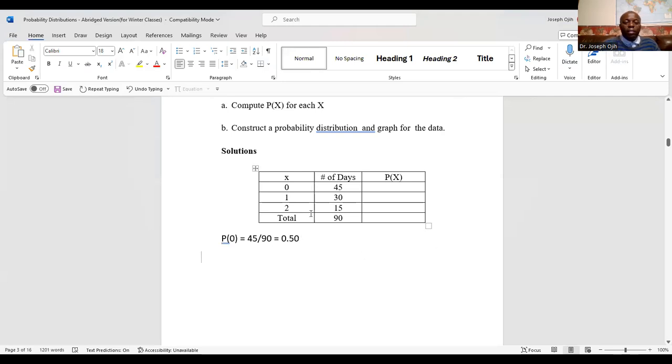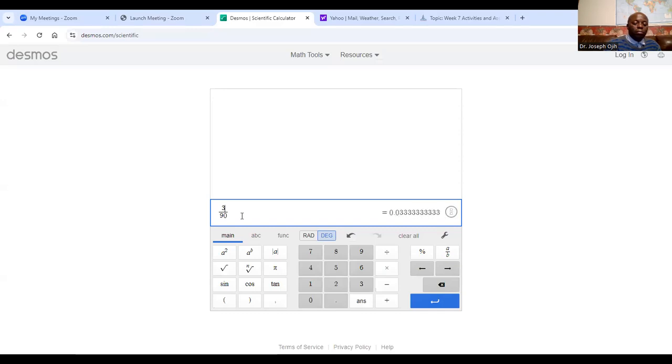Then we need to find the probability of 1 as well. P of 1 equals 30 divided by 90. That will give us the probability of 1, that's one chainsaw was rented out. So we can just come here and put 30 right here. It was 0.33 rounded.